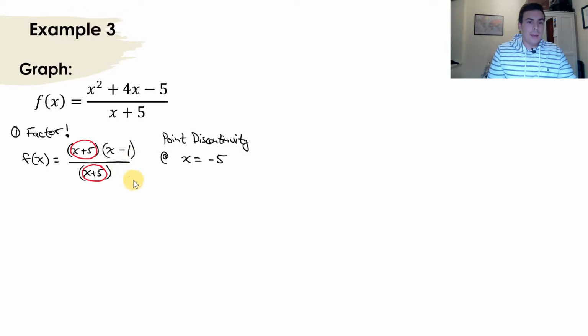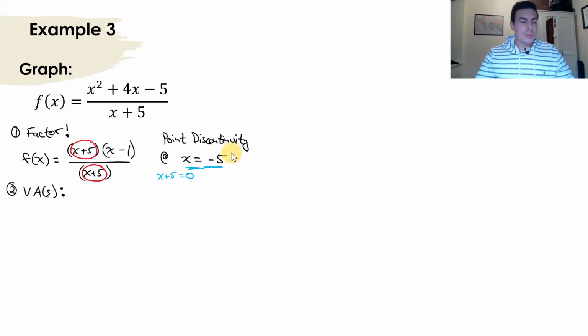And how did I get that? Again, whatever my factor is, I'm just going to set that equal to 0 and solve. Okay, that's how I get this point right here. That's how I get that point. So that's all I'm doing there to find my point discontinuity.